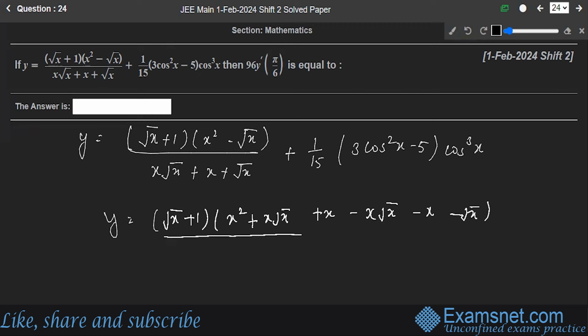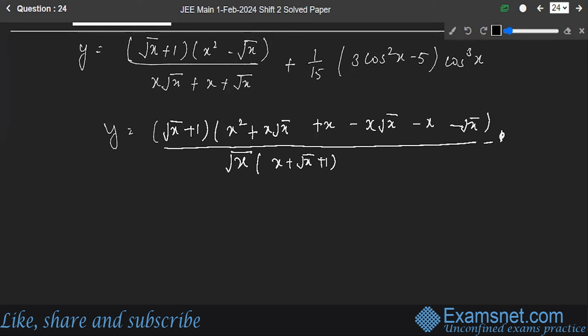Okay, and this whole thing is divided by x. I'll take root x common from here as well. This will give me x plus root x plus 1. And here, I will write it over here. This was given by plus 1 by 5 cos power 5x minus 1 by 3 cos cube x.